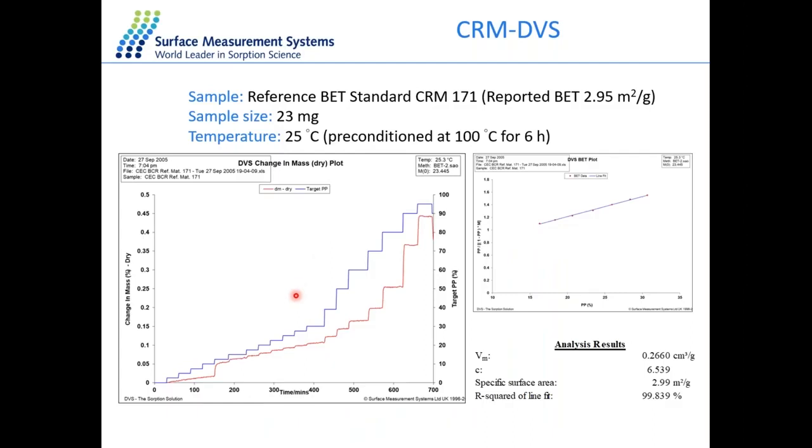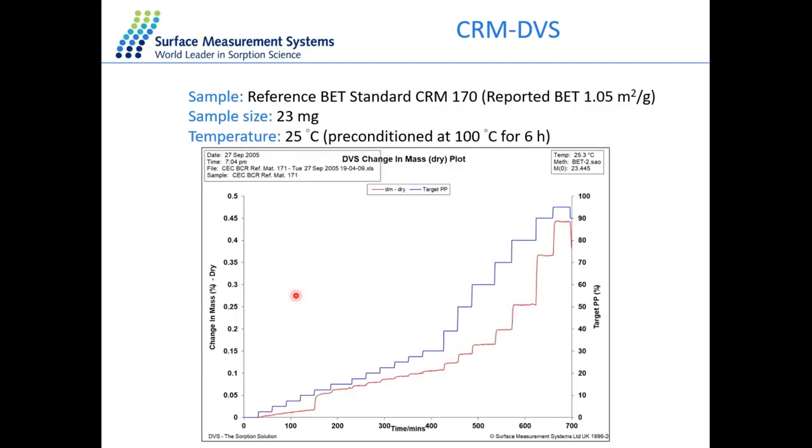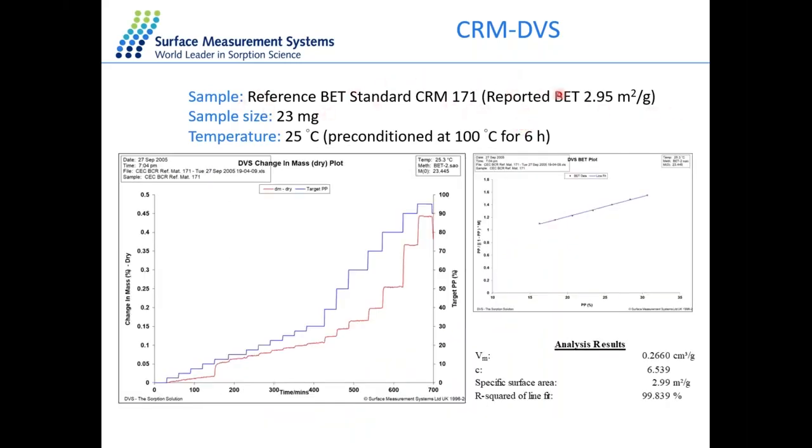And then you can see here, I'm sorry, my slide is wrong, I apologize. This is CRM 171, which has a BET surface area of 2.95. I'll show you that other data in a second. So here I have it properly on this slide. Here is the 2.95 meters squared per gram of CRM 171. And you can see here is the BET plot, and the surface area was 2.99. So very good agreement with the 2.95 meters squared per gram for this certified reference material.